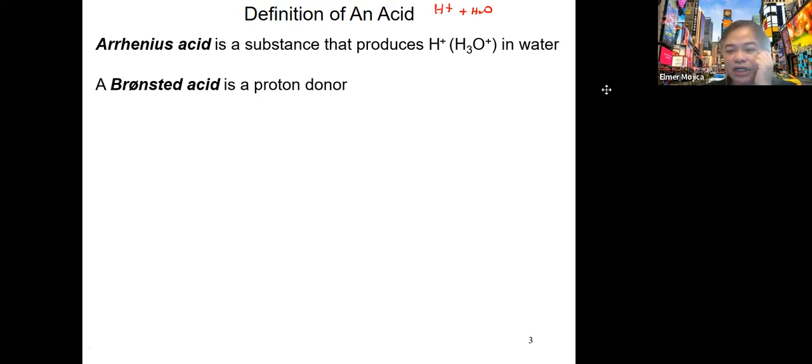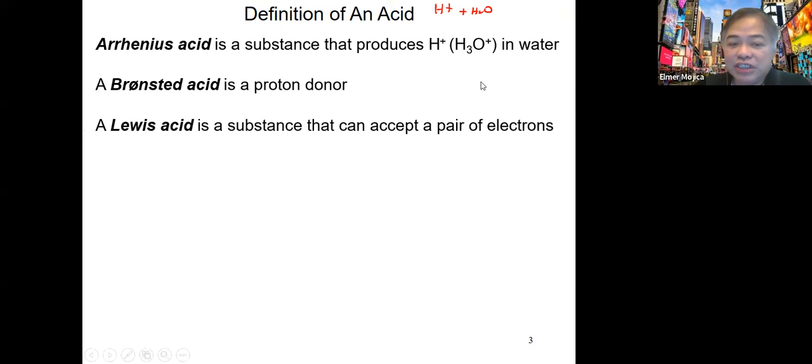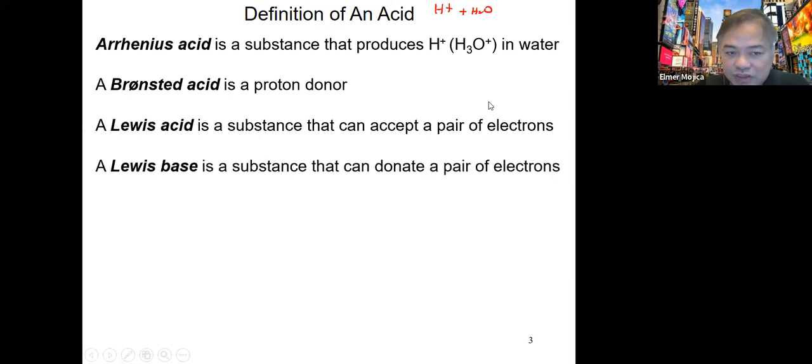Now, the Bronsted-Lowry definition of acid is a proton donor. And then a Lewis acid is defined as a substance that can accept a pair of electrons, so an electron pair acceptor. Now, if we're going to look at the counterpart, the Arrhenius base, that is a substance that produces hydroxide in water. Because it just produces hydroxide, it limits the bases to those hydroxide-containing compounds. So Bronsted-Lowry expanded the definition. The Bronsted base, on the other hand, is a proton acceptor.